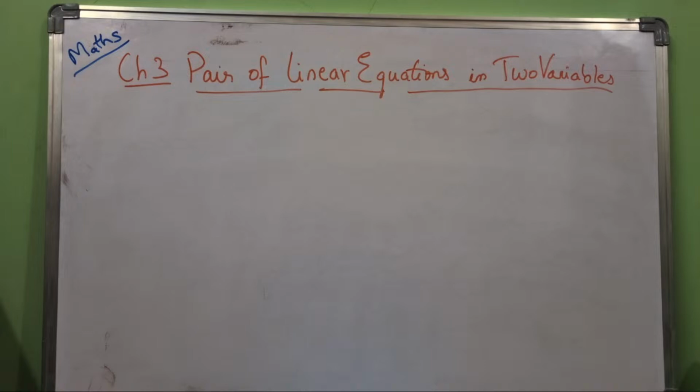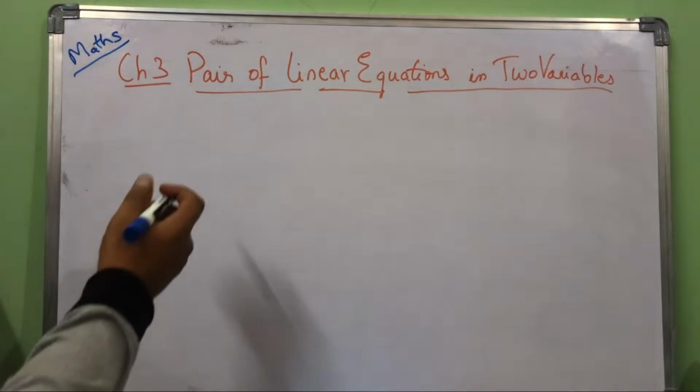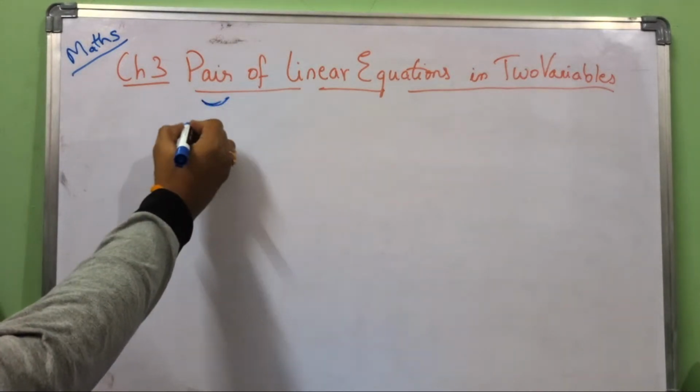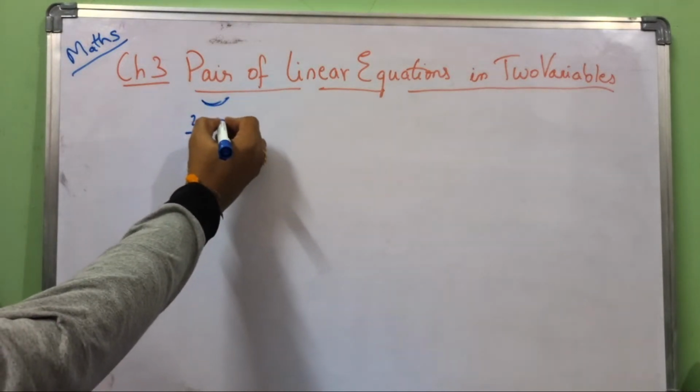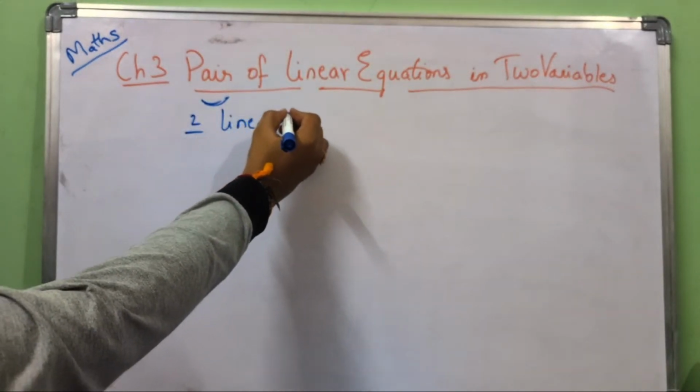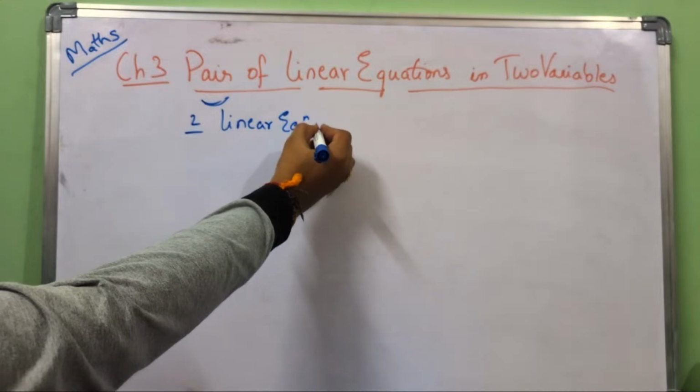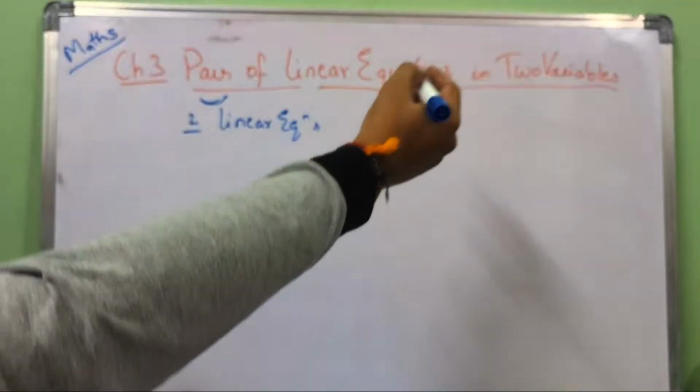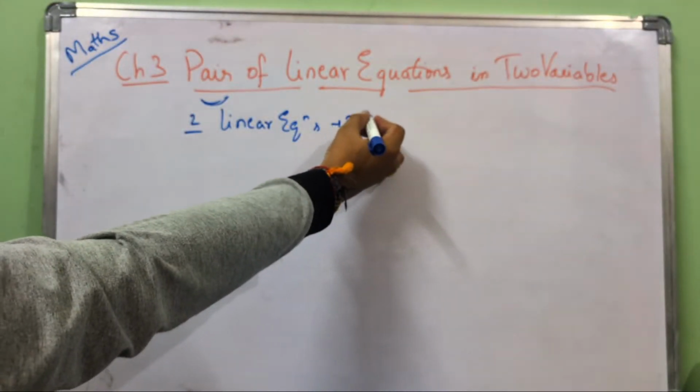So let's understand what the chapter means: pair of linear equations in two variables. As you can understand, here we are talking about a pair. Pair in the sense of two. Two linear equations, and it is also mentioned two variables. So we have two variables here.